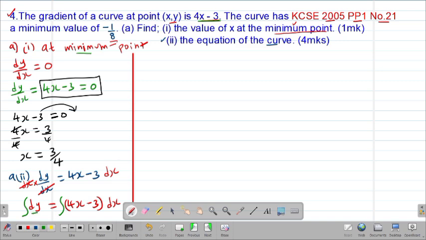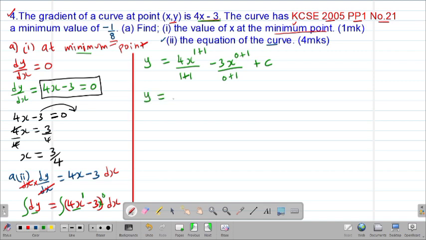Therefore, if I integrate dy, I'm going to get y being equal to, if we integrate this particular part, this one is x to the power of 1. So I'm going to have 4x to the power of 1. To integrate means that you add 1 to the power. Then we divide by the new power, which is 1 plus 1. Then this one was x to the power of 0, so I have minus 3x to the power of 0. Then I add 1 to the power and divide by the new power, which is 0 plus 1. Then I add an arbitrary constant of integration.